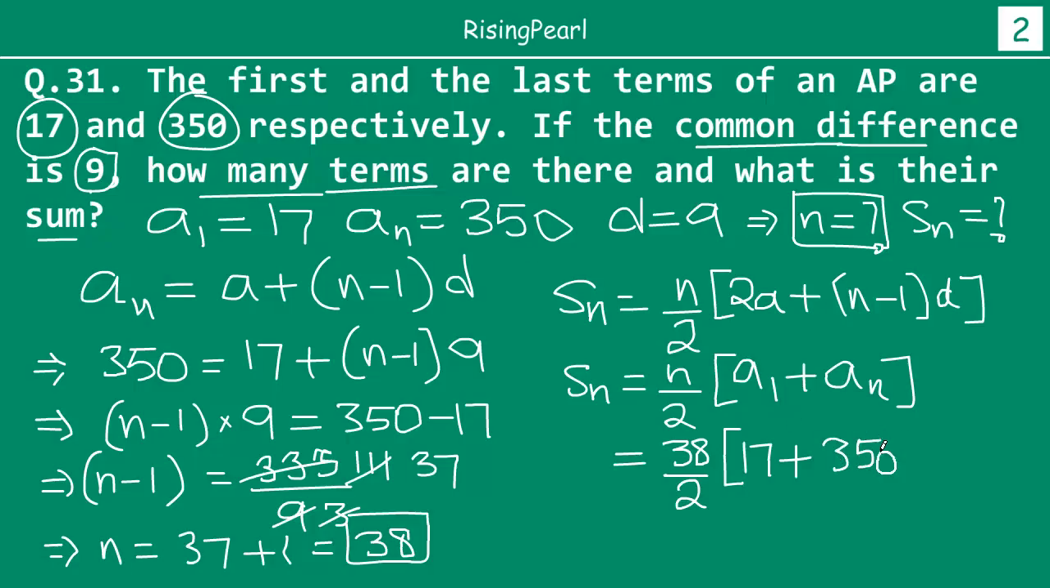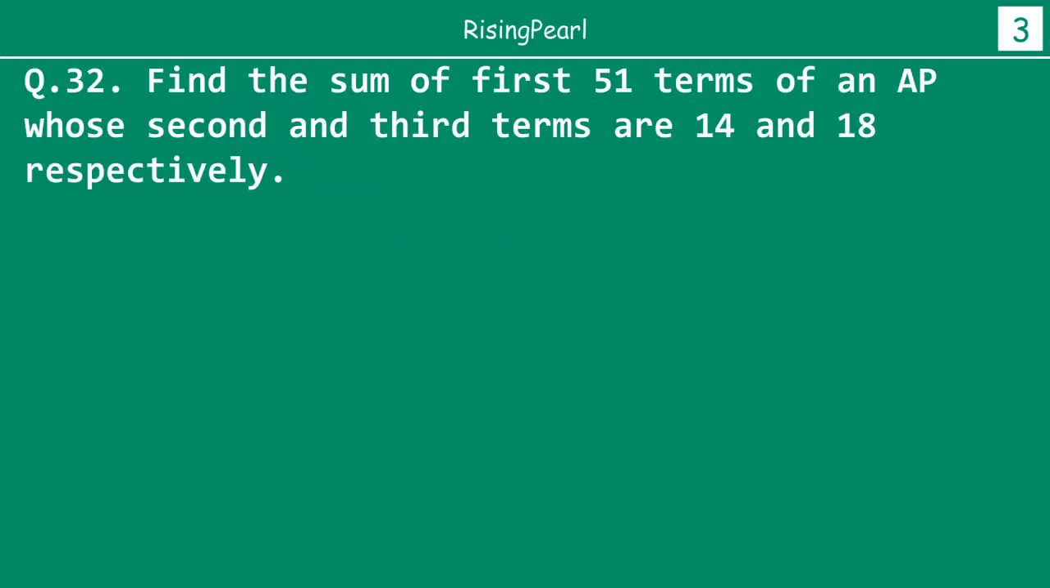So I'm not going to actually go ahead and do this calculation, but you can pretty much do it yourself. This will be basically 19 times whatever the value here is. So this is going to give you the sum of these n number of terms. So let's take a look at one final question, friends.